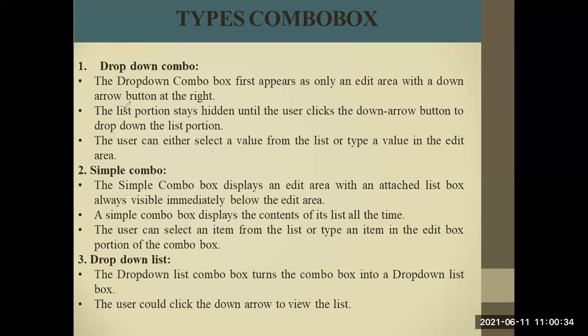What is the difference here? In the previous case, if the item is not available in the list, then the user can write in the text box area. But here, that option is not available. Now the user has to choose an item from your drop-down list only. Fine. So this is something about the combo box.